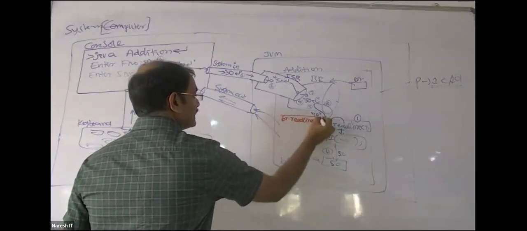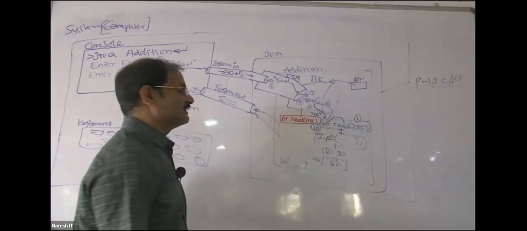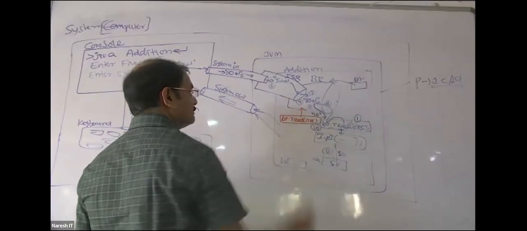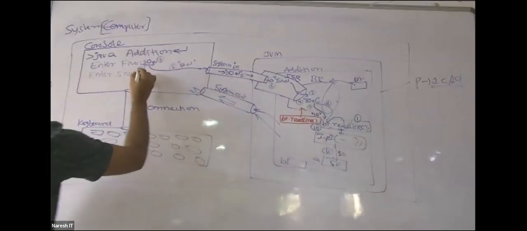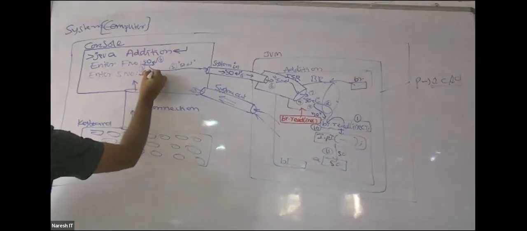When you call br.readLine a second time, it looks into the br object. Do you have data? No data. Program execution continued up, passed. Then control is going to the console, blinking. Now the user has seen, oh, you are blinking, you want data. Okay, I am entering 60 and the enter key.